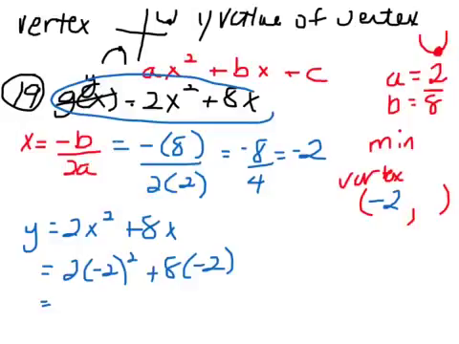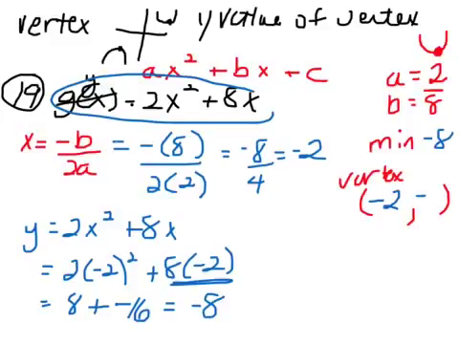Negative 2 squared is 4, so 2 times 4 would be 8, plus, I need to multiply these before I add, that's what PEMDAS tells us. 8 times negative 2 is negative 16, so we have 8 plus negative 16 is negative 8. So my minimum is at negative 8. That is the y value of the vertex. So that's the complete answer for what they're asking you for there in 19.